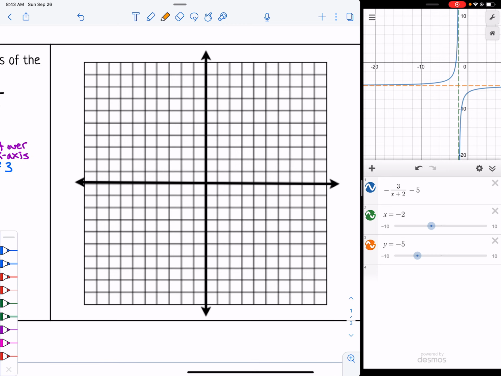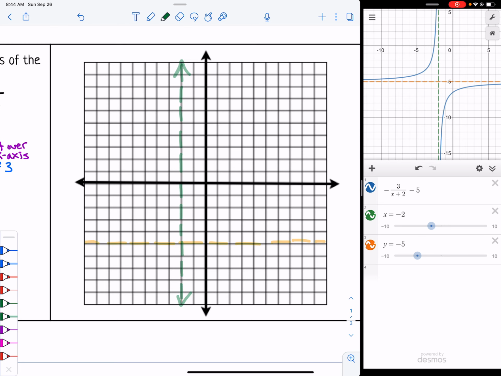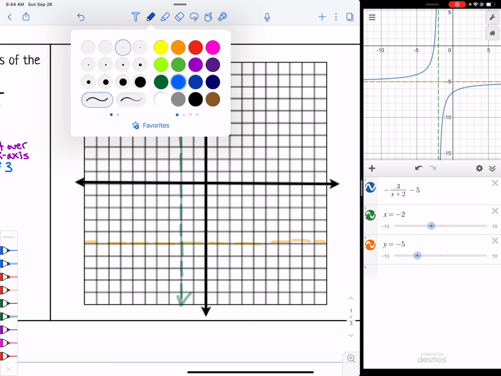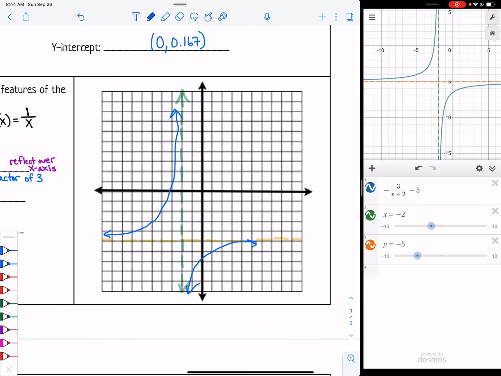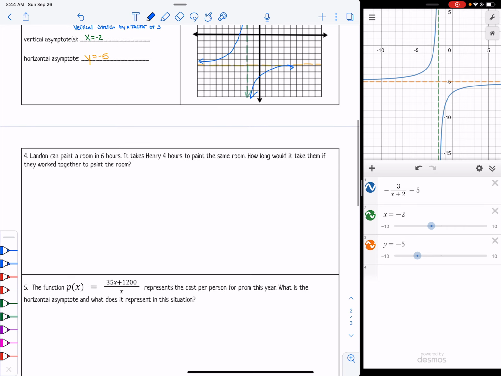All right, so let's sketch. At negative 5 there's a horizontal asymptote. So 1, 2, 3, 4, negative 5. And then x equals negative 2 was the vertical. All right. And then let's just sketch the branches the way that they look. They're in this little area of the graph. Just don't cross over the asymptotes when you're drawing those. That is the most important part. All right, so that's it for the first 3.